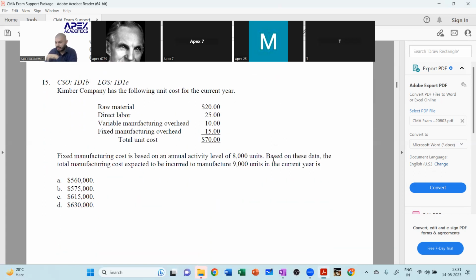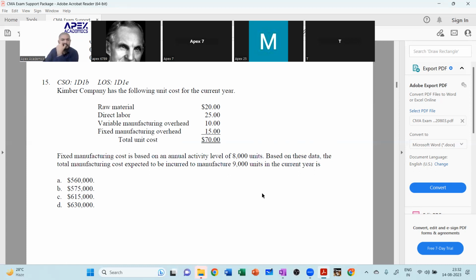Now we come to question number 15, an interesting question. What does question number 15 talk to us about? It tells us that Kimber Company has the following unit costs for the current year. There are direct materials, direct labor, variable manufacturing overheads and fixed manufacturing overheads, taking our total unit cost to $70.